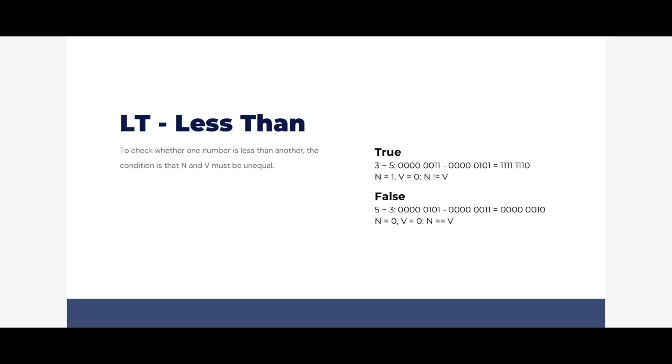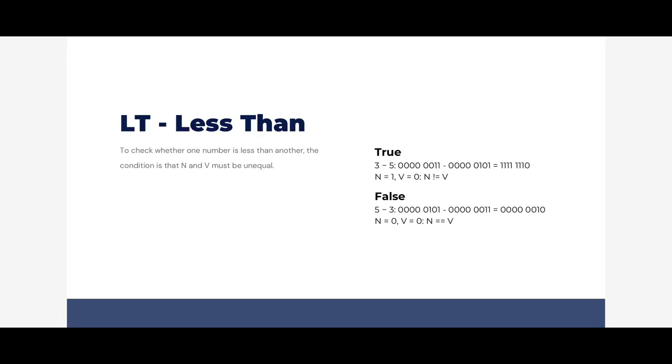And it means that we have to look at N and V flags again, but in the opposite way. For example, for the greater than or equal case to be true, N and V flags must be equal. But in the less than case, we have to say the opposite. It means that to be true, N and V flags must be unequal, and to be false, N and V flags must be equal. Let's look at an example.